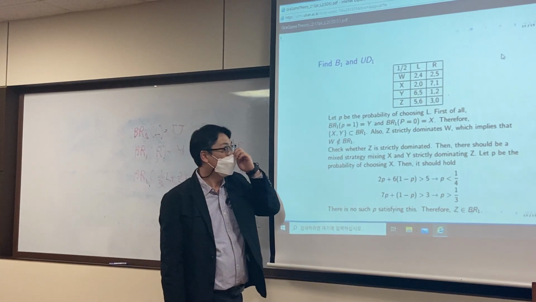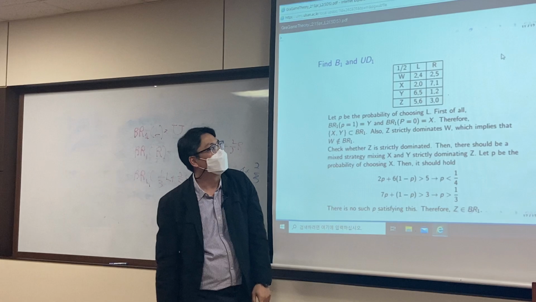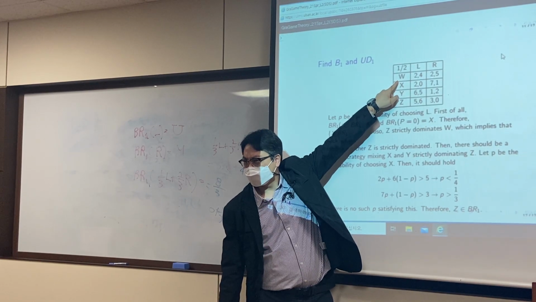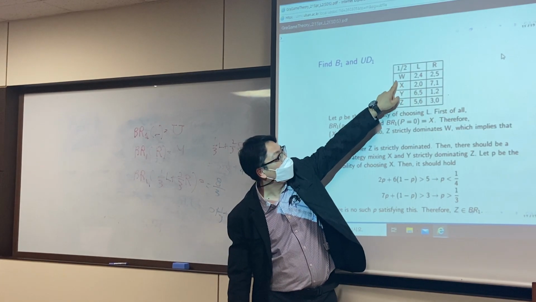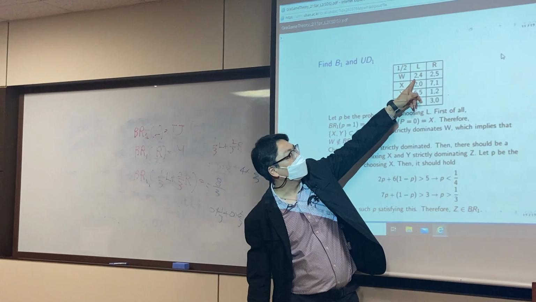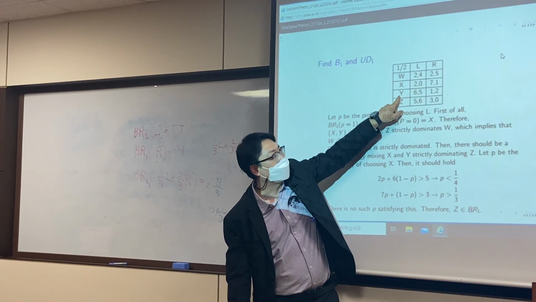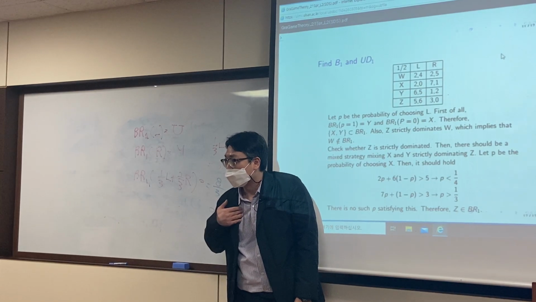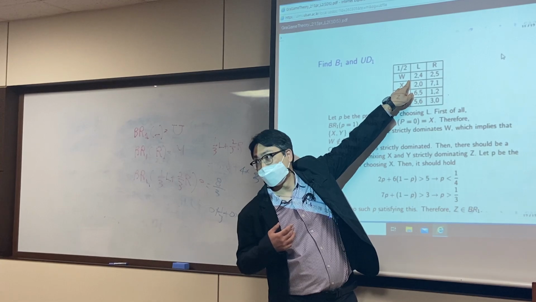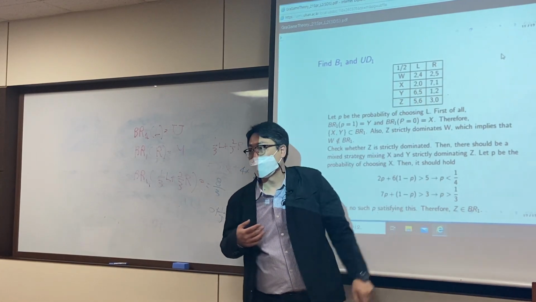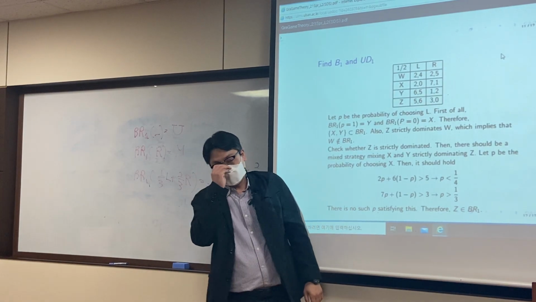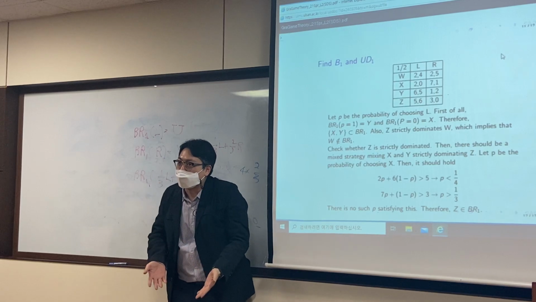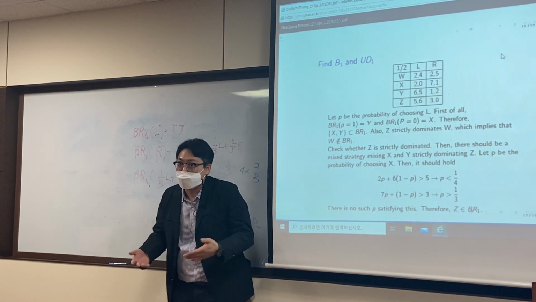How about this? Is there any way I may have a reason to play W? I think not, right? When I try to play W, maybe in some cases it's fine, but it's better to play Y no matter what you play. No matter what kind of belief I have, I'm probably not going to choose W because I can find a better strategy. So in some sense, this W is a never best response: it cannot be a best response under any belief.